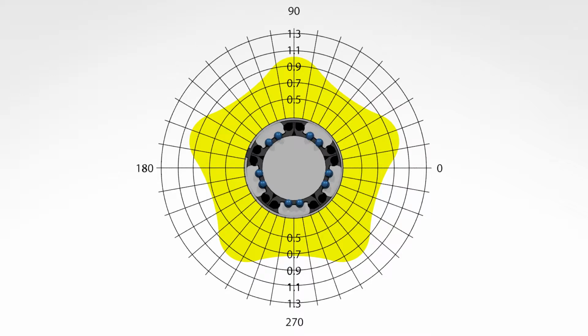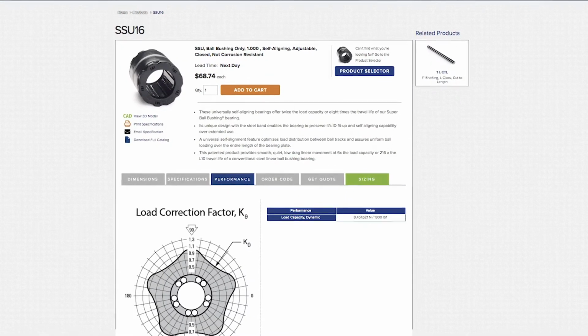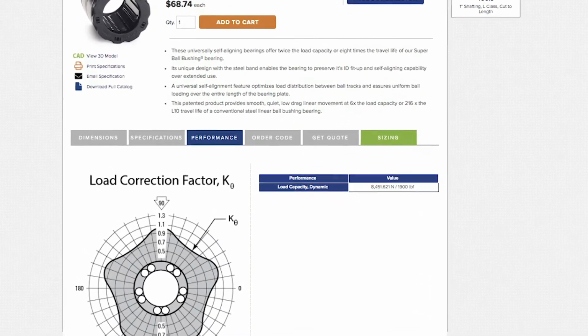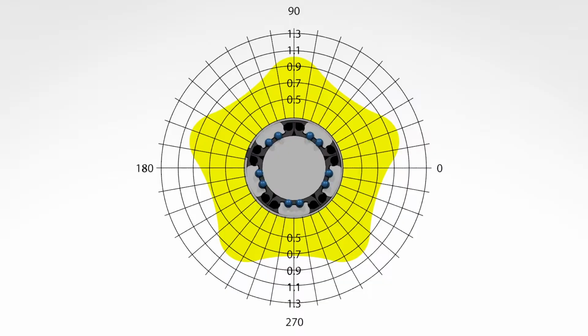By graphing the load capacity versus orientation as a factor of the maximum capacity on a polar graph, the relationship of load versus orientation can be seen. These graphs can be found for every linear bearing on the Thomson website under the Performance tab or in the product catalog. The graph shown here is for an SSU-16 linear bearing.